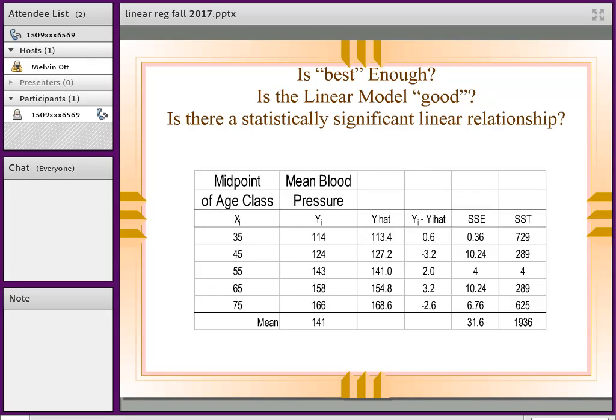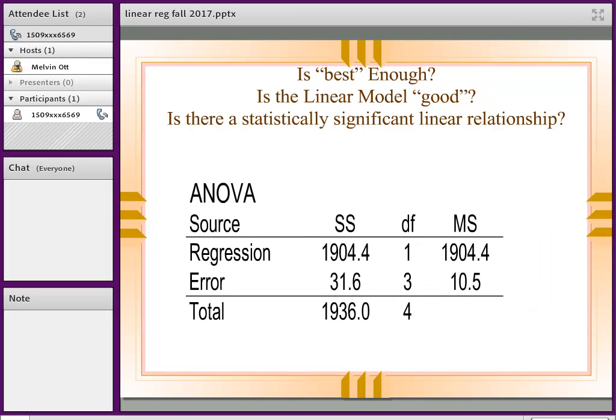And here are those calculations that I replicated here. I got my sum of squares for error, my sum of squares total. So I ran through those calculations so I could populate my ANOVA. Total sum of squares, 1936. Sum of squares error is 31.6. I don't need to do the sum of squares for regression because it's found by 1936 minus 31.6. So let me jump on a little bit further here. And there it is displayed now. In terms of that analysis of variance table, there's my 1936, 31.6.